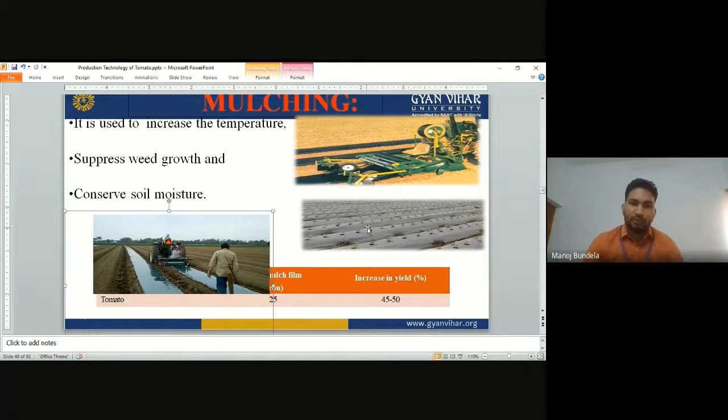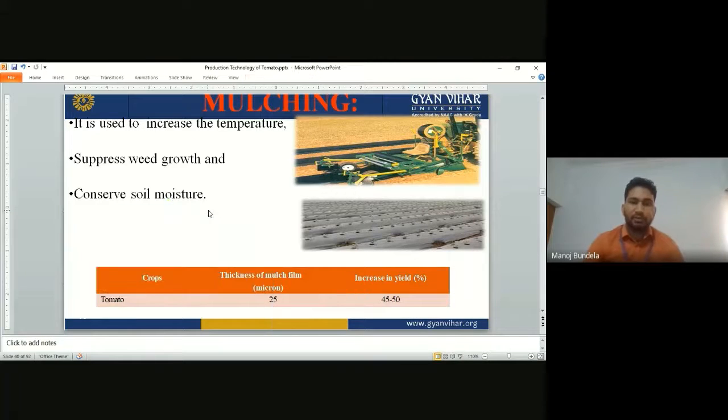sunlight will not directly come in contact with the soil. So whatever weeds grow in this area will not grow, and the moisture present in the soil, the water will not evaporate. So that is the major benefit of the mulch. It increases the temperature, reduces the weed growth, conserves the soil moisture, and increases the yield.